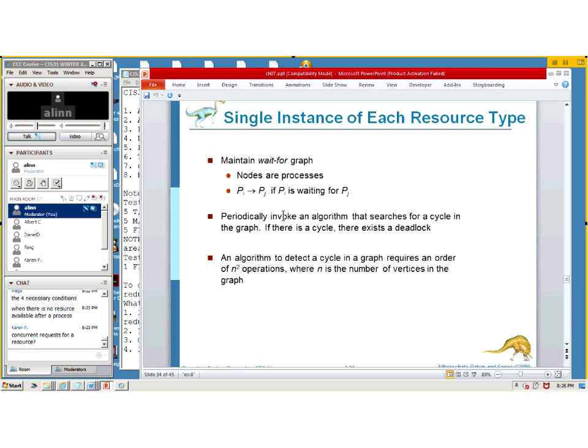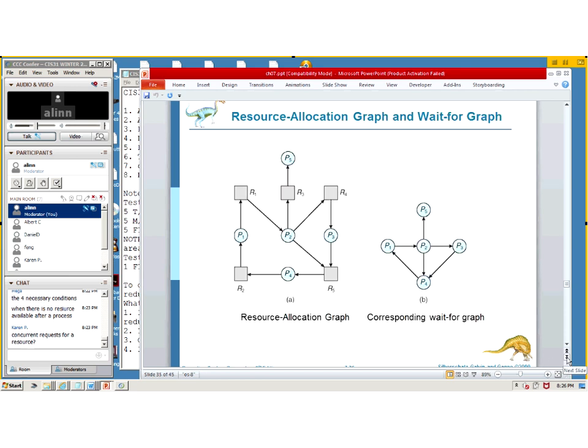So you maintain a wait-for graph. Periodically invoke an algorithm that searches for a cycle in the graph. If there is a cycle, there exists a deadlock. An algorithm to detect a cycle in a graph requires an order of n squared operations, where n is the number of vertices in the graph. This could get quite cumbersome. So let's look at a resource allocation and the corresponding wait-for graph.